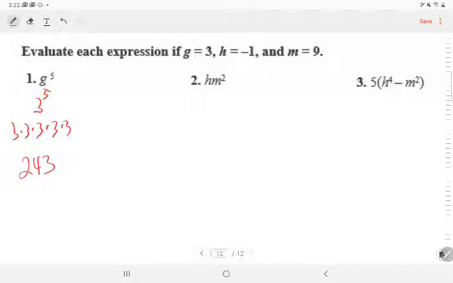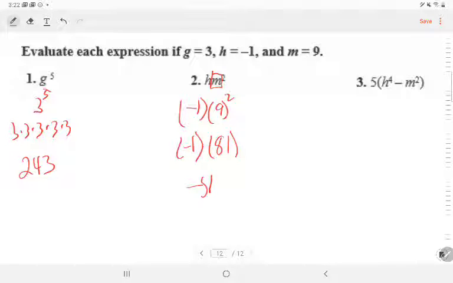Let's look at number 2. We have h is negative 1 and m is 9. Now again, the base for the exponent is only m, not h. So then I would go negative 1, 9 times 9. Remember, order of operations, the exponents or the powers come first, then multiplication. So this would be 81, and so negative 81.